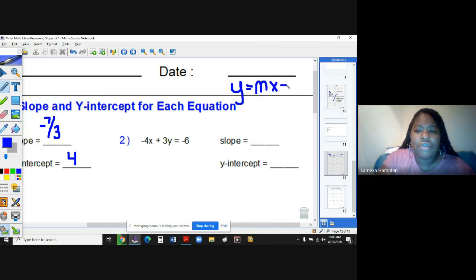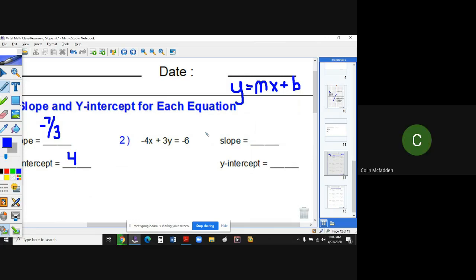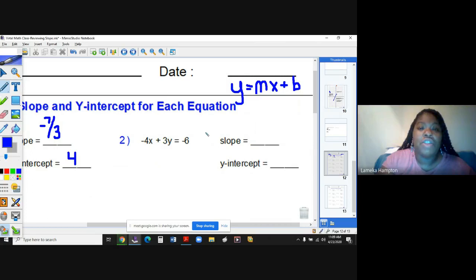All right. So Mr. McFadden, do you remember what we would have to do in order to go from this format to this one up here? And if you don't remember, you can say, Miss Hampton, I don't remember. And it's okay. Keep change. No, you're okay, I see where you got that from. You're thinking about just finding the regular slope.